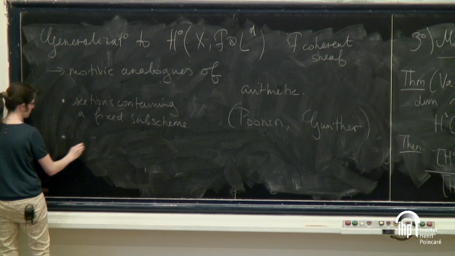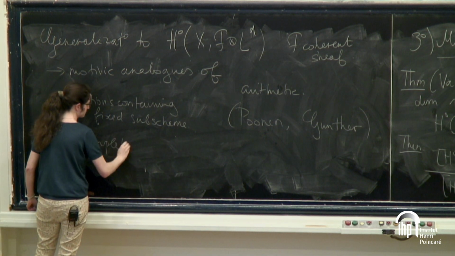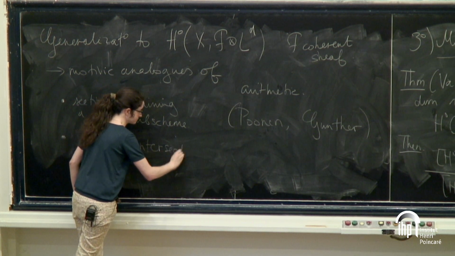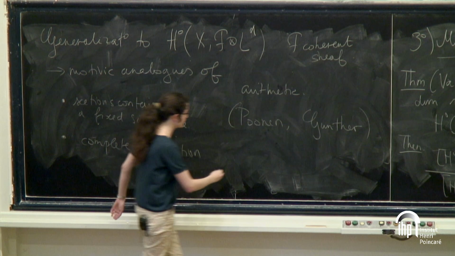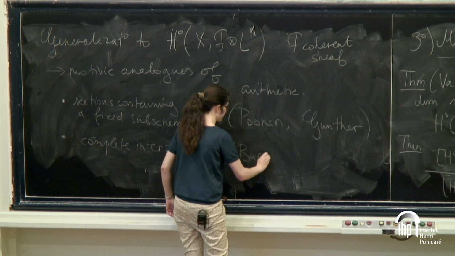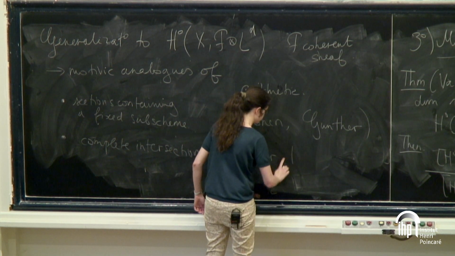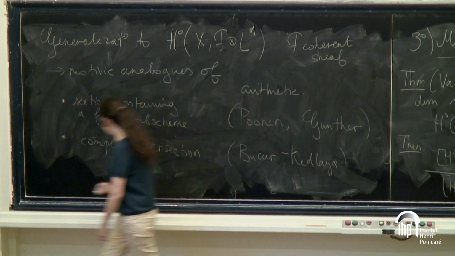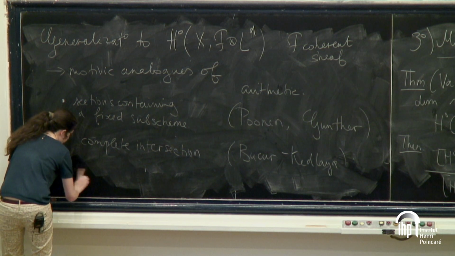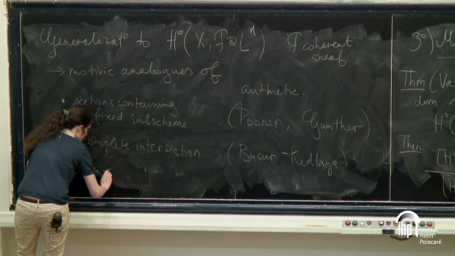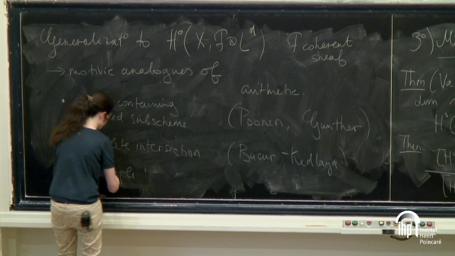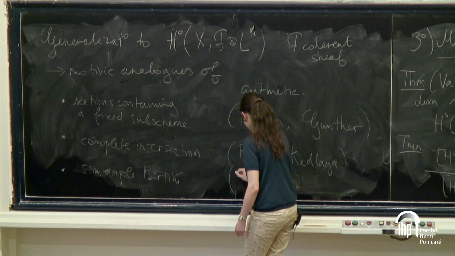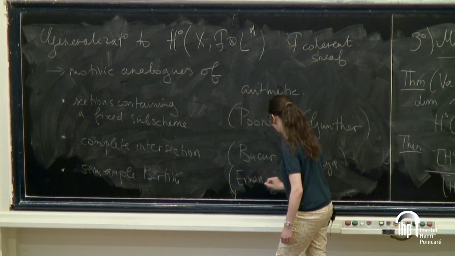There's also complete intersections. So instead of having just one hypersurface, we actually have a complete intersection where all degrees go to infinity. This, in the arithmetic setting, is due to Bucur and Kedlaya. And the last thing is semi-ample Bertini. So this is due to Ehrman and Wood over finite fields.